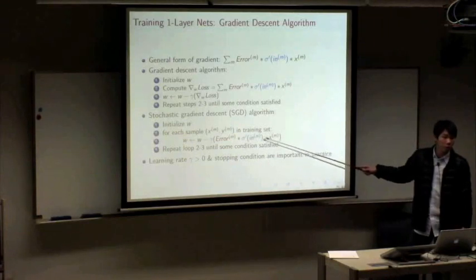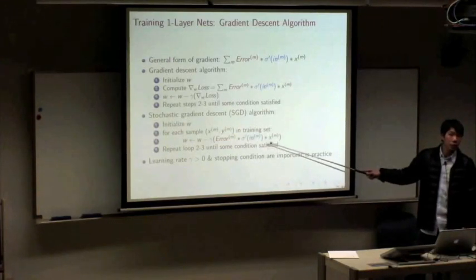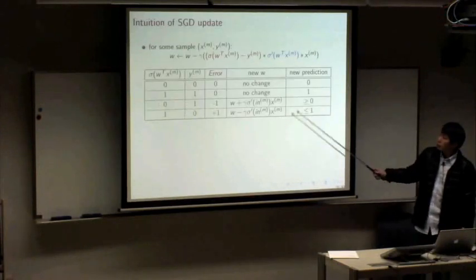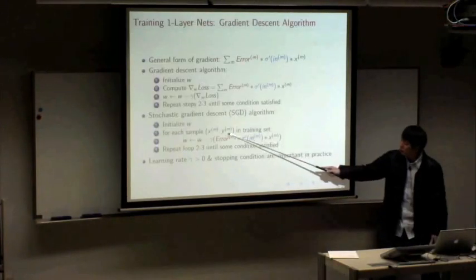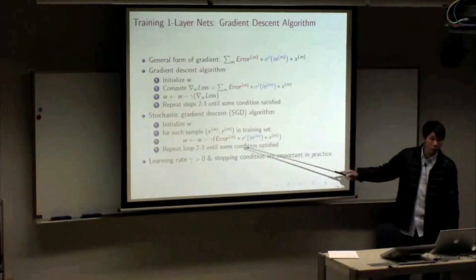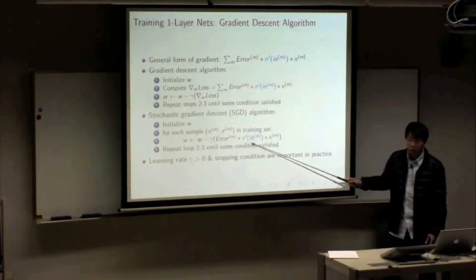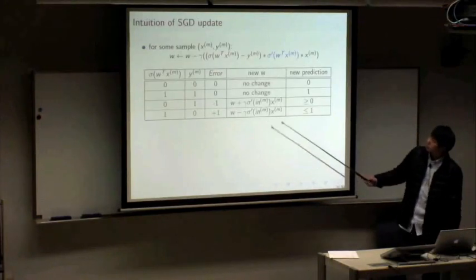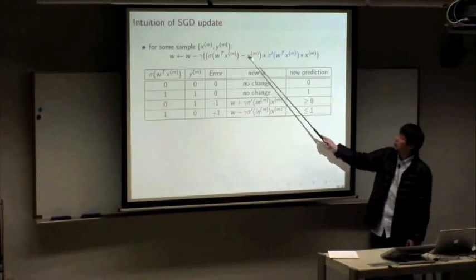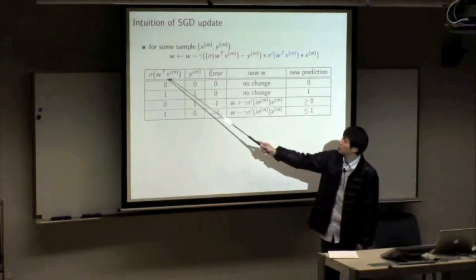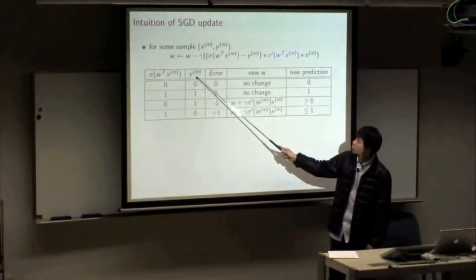Actually, have people seen stochastic gradient descent before? How many people have seen it before? Okay, so maybe half. So just to give you an idea, why does this make sense? We'll go through an example. Why does it make sense to update W like this? Let's break out these terms. This is a prediction term I'm writing in this column. This is the actual label.